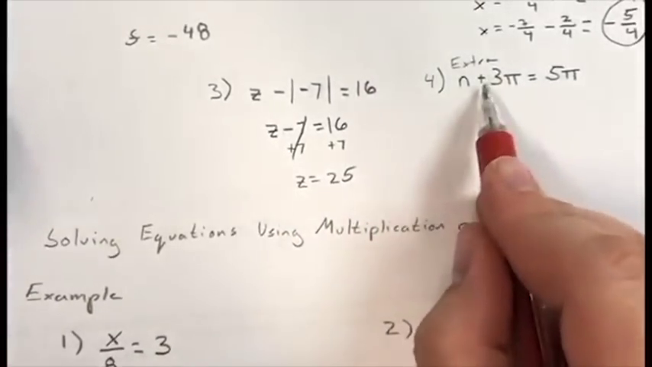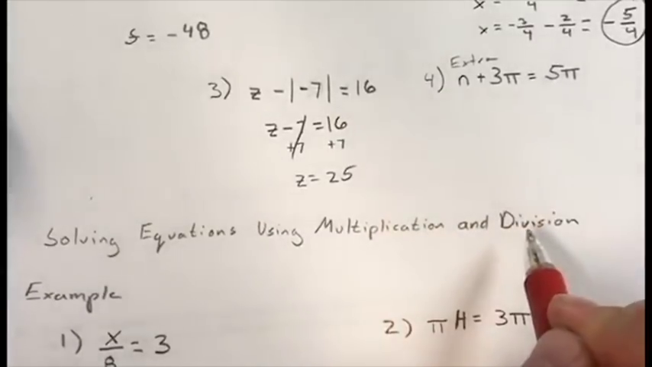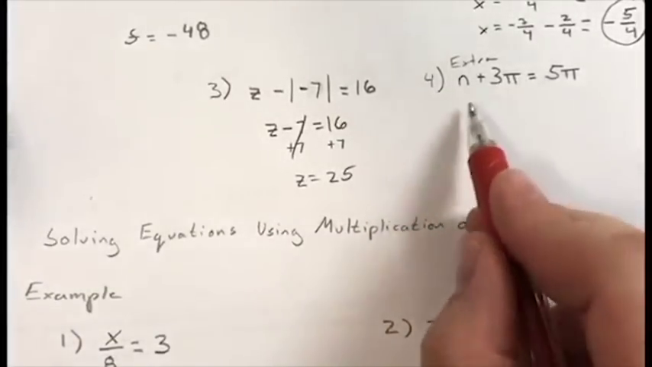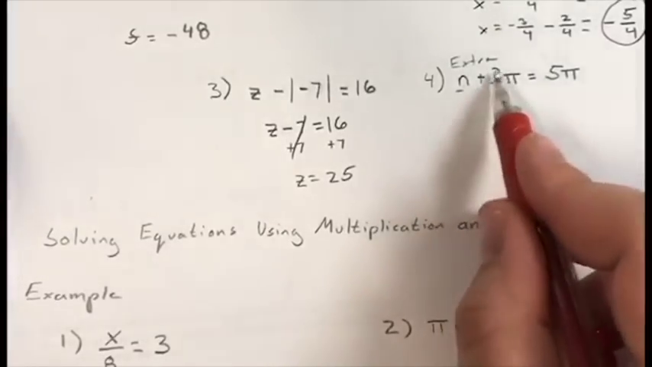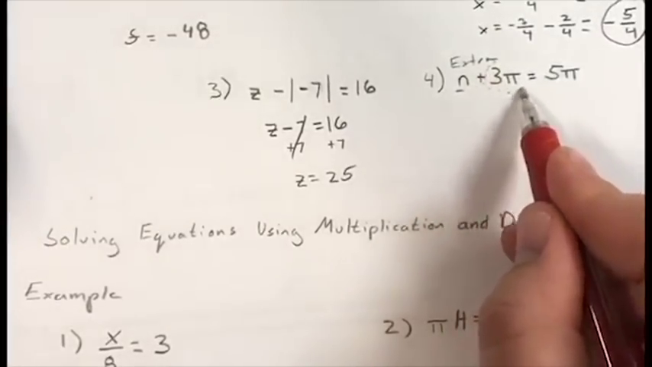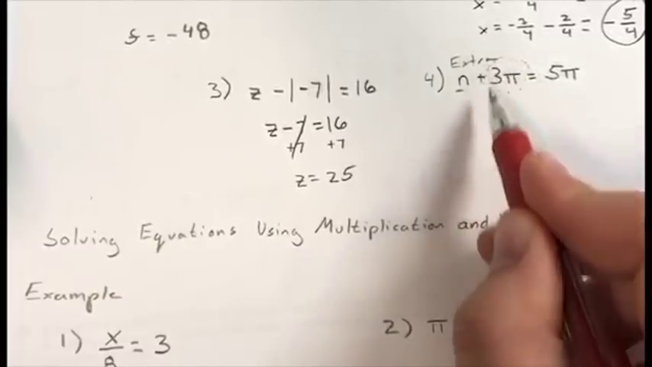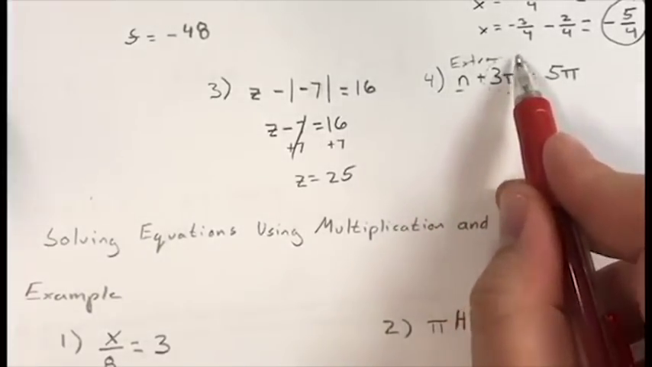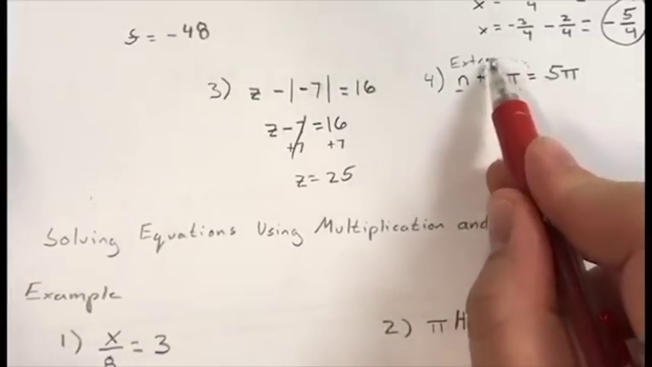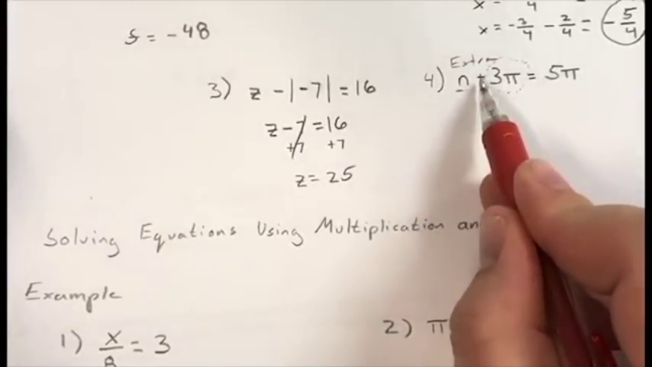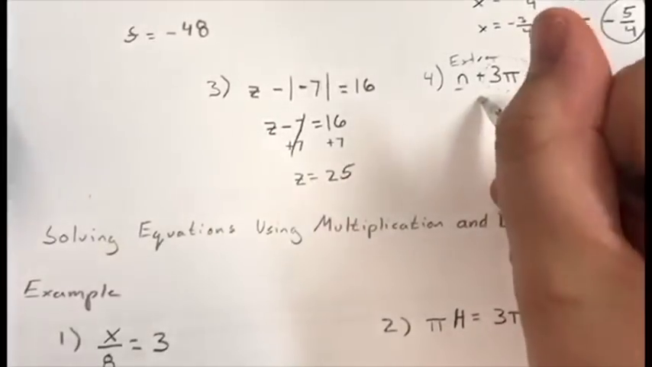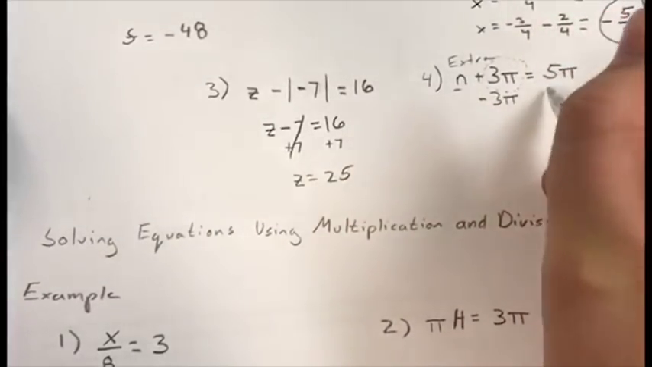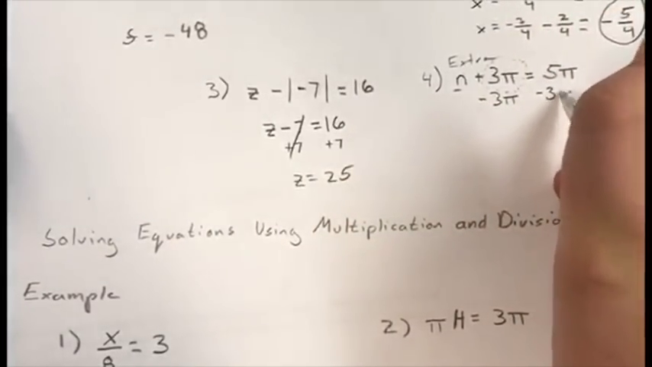Now, I'm going to give you this one as an extra. It says n plus 3 pi equals 5 pi. Now, what's my variable? This is my variable, so what am I trying to get rid of? I'm trying to get rid of the entire 3 pi. All right? So the best thing for me to do is to remove this entire piece. So how would I get rid of a plus 3 pi? Well, I do the opposite. Well, I subtract 3 pi. And I do it on both sides.